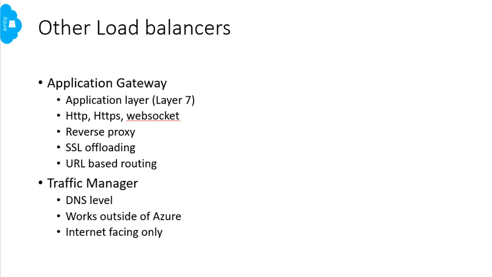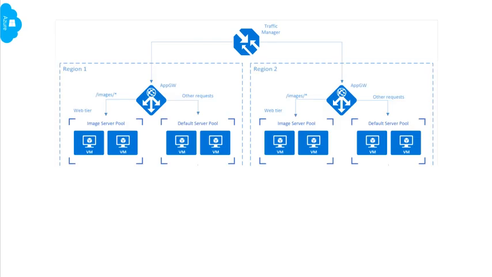For other load balancers, we go to application gateway, layer 7, and traffic manager. So layer 7, what does it do for us? WebSockets, HTTP, HTTPS, reverse proxy, SSL offloading, URL-based routing. Traffic manager is DNS-based level, works outside of Azure, internet-facing only. Then we move on to the traffic manager, how that will look like.